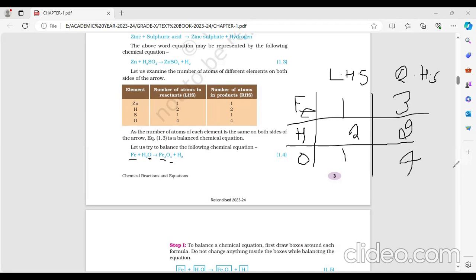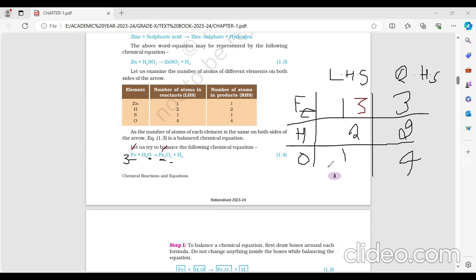Now what we need to do? We need to balance it. So how do you balance? There are so many methods. If you keep on practicing, it is already given step by step. So I'll directly write the final one. First I need to see here, I have 3 iron atoms here and 1 here. So I'll keep 3 here. Now left hand how many? 3, right? I'll use another color. So now left hand side 3, and right hand side 3. Fine. Now come to hydrogen.